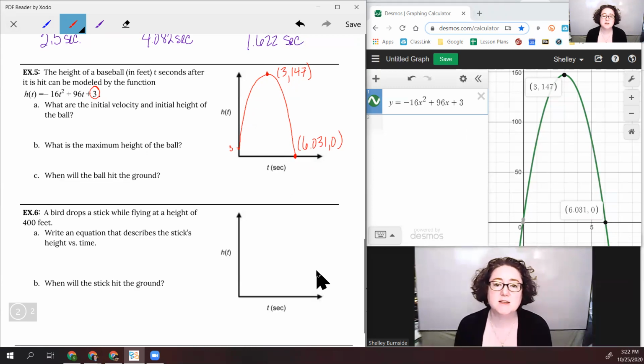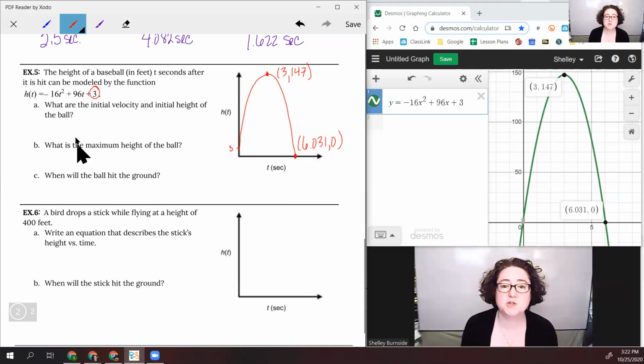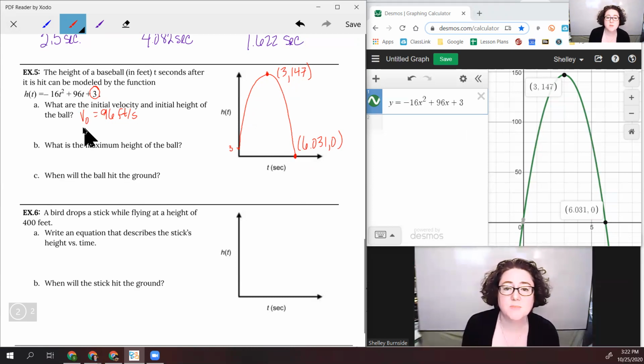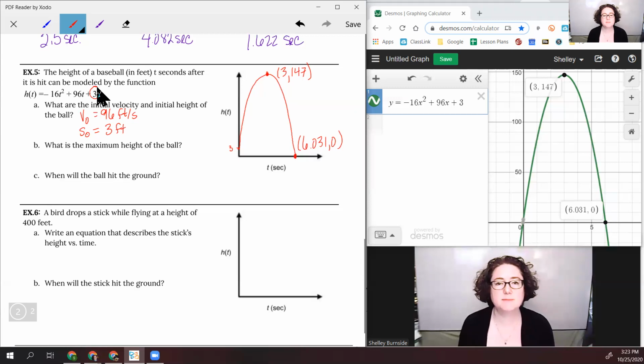So initial velocity, initial height, well, that's just from the equation. So initial velocity, or v sub 0, is 96 feet per second. Again, that's not miles per hour, slightly different thing. So we could, if we wanted to, go through and convert that so we could get a better gauge of how fast that is. S sub 0, or initial height, is 3 feet. Again, that's our y-intercept. That's from where the ball was hit.